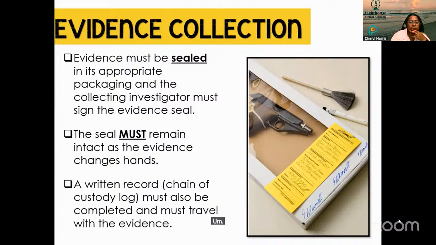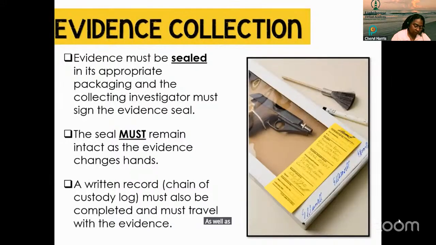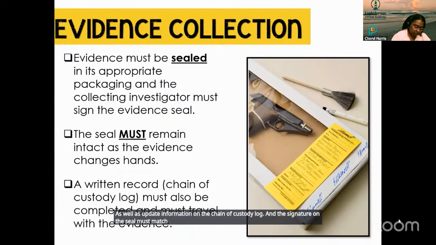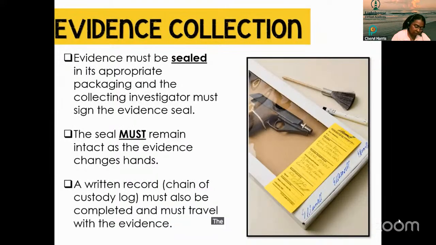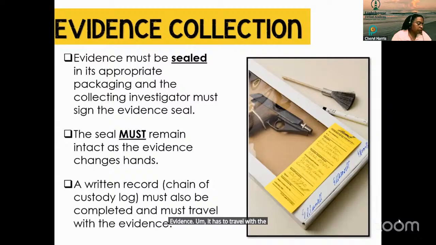And the collection of evidence has to have a chain of custody log, and it has to be sealed appropriately. And we know that the collecting investigator has to sign the evidence seal as well as update information on the chain of custody log. And the signature on the seal must match that chain of custody log. The seal has to remain intact as the evidence changes hands. And a written record, which we call the chain of custody, must also travel with the completed sealed packaged evidence. It has to travel with the evidence, as you see here in this picture.